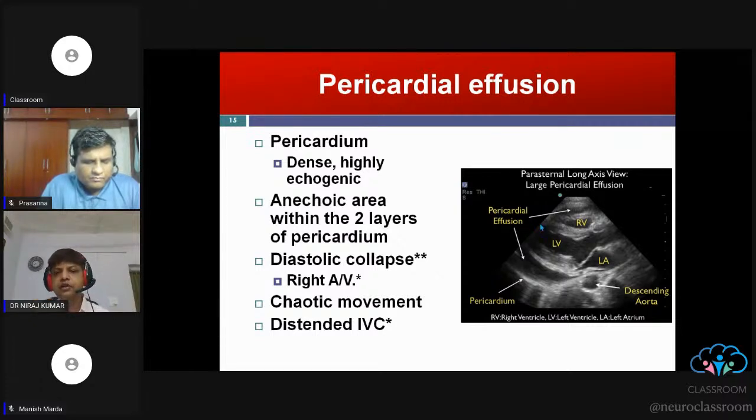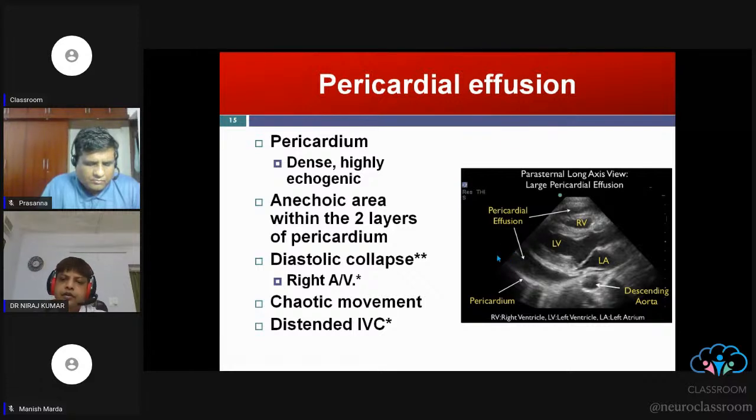This is the parasternal long axis view, and you can see this bright hyperechoic line. Concentrate on this bright hyperechoic line. In this image you can see two layers of the pericardium, and there is an anechoic area between the two layers of the pericardium. That is the sign of pericardial effusion. You can perform this within seconds.